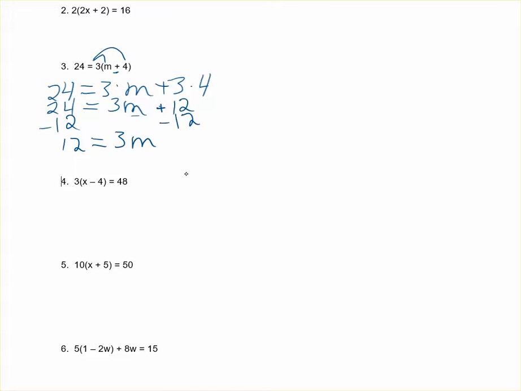And we solve this by inverse operation. That says that if you have 3 times m, you can solve by dividing by 3. 12 divided by 3 is 4. On the right side, 3m divided by 3 is just m. So we get our solution of 4 equals m.